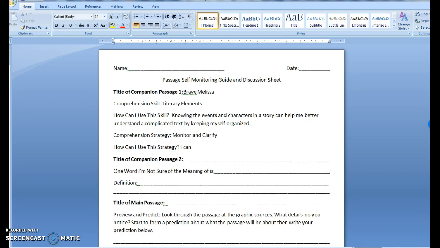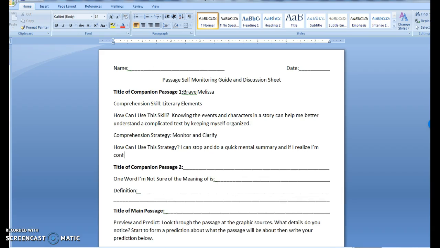I can stop and do a quick mental summary. And if I realize I'm confused, I can reread that section of the passage. Okay, so that just shows me that you understood what the two skills were.